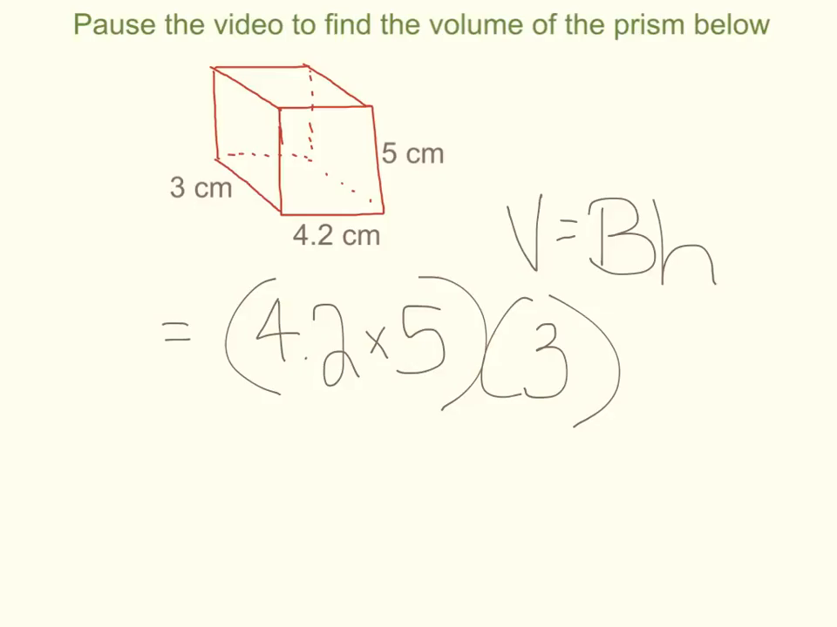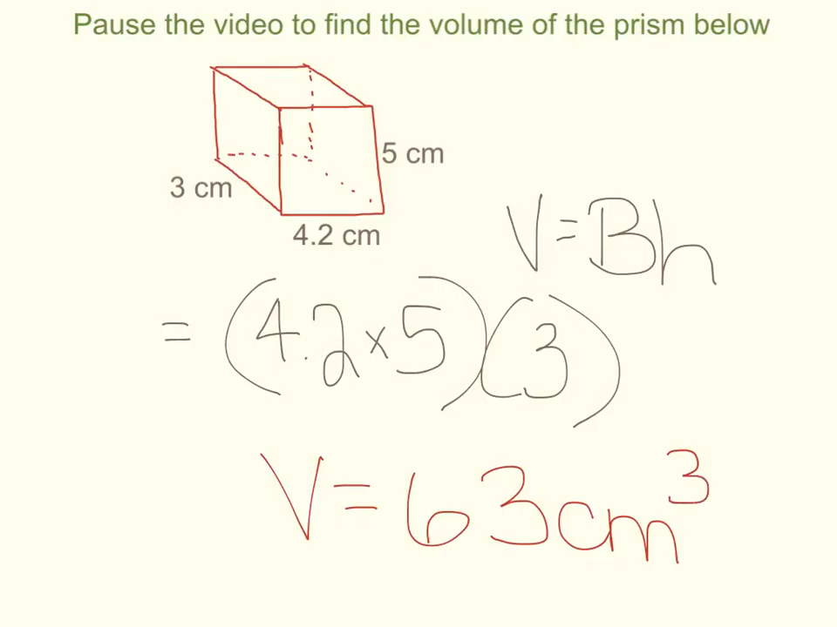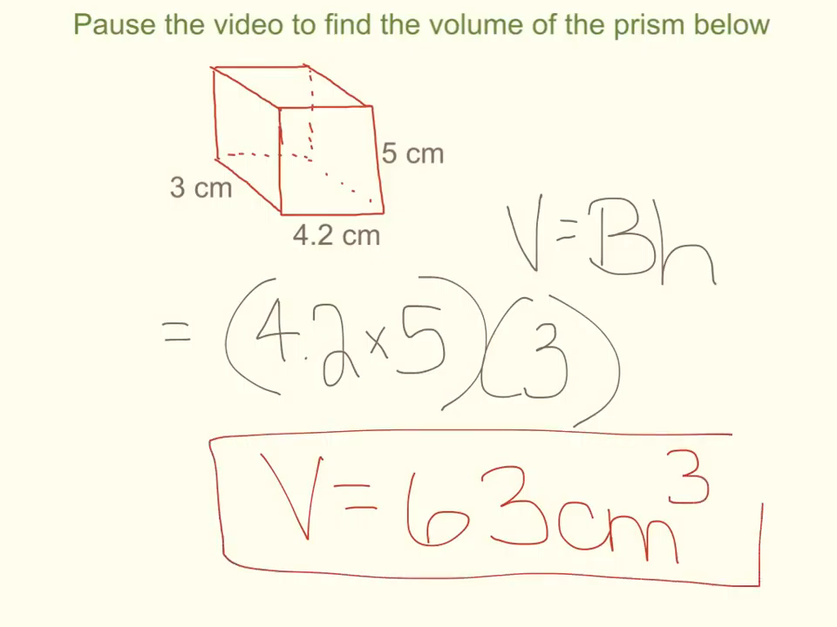So that means the volume of this shape is 63 centimeters cubed. You always cube the volume because it's representing a three-dimensional shape. So that's kind of where you get that little 3.